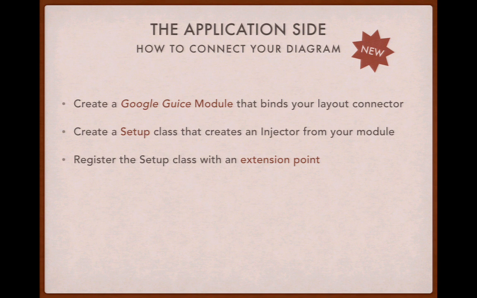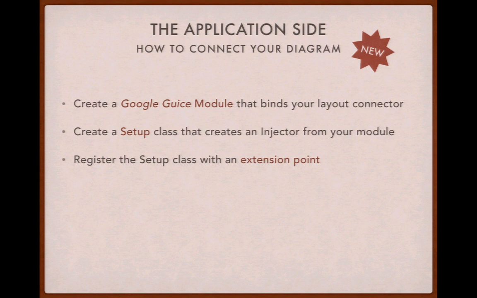So a little bit of information on how to include that. If you have written your own or a customized variant of such a layout connector, we have switched to using Google Juice now to add customizations of this integration. So you have to create a Juice module that includes your custom layout connector, and then just write a setup class that includes this Juice module.